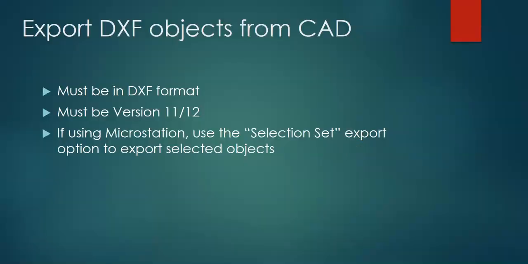Okay, so we've coded all of our TNM objects in MicroStation. We've assigned elevations using either a two-dimensional or three-dimensional method, as we talked about in the previous steps. So now the next step is to export the DXF objects from CAD. They have to be in a DXF format, and it has to be in this version 11.12 format for TNM to read it. And if we're using MicroStation, we use the selection set option within the export function. So let's look at that next.